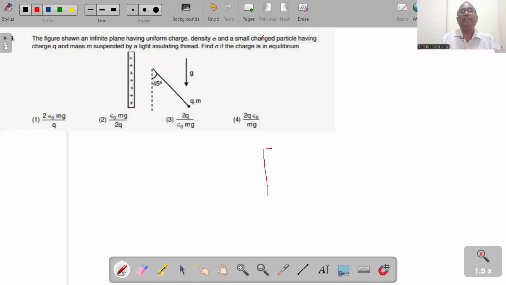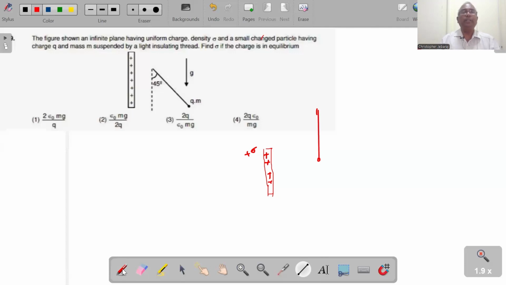This is a sheet, not a plate. Actually, it's a sheet having charge density plus sigma. Here the charges are uniformly distributed, plus sigma. Okay. Here we have another charge. It is suspended in a simple rope.